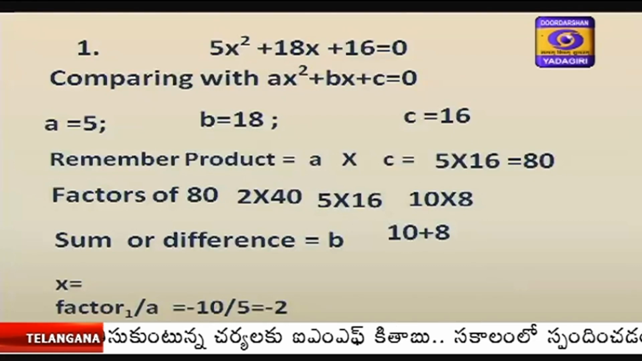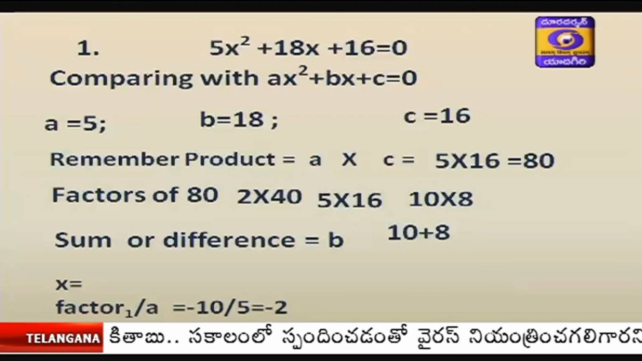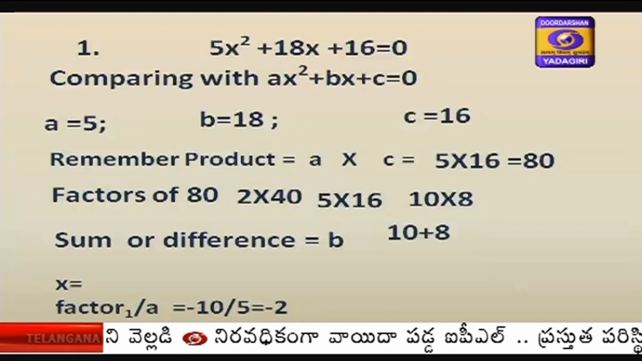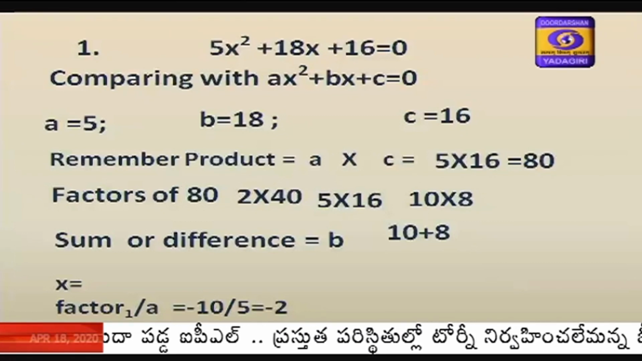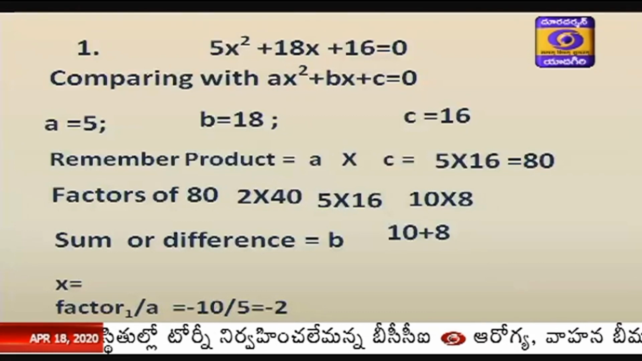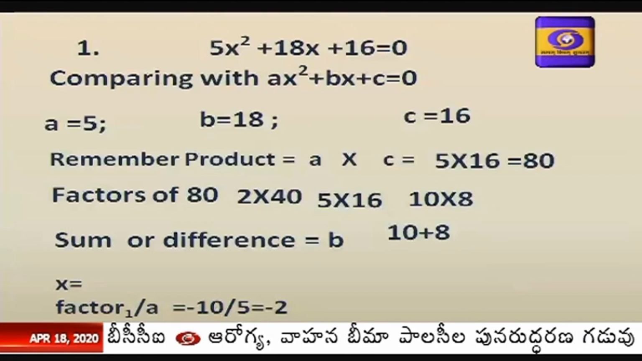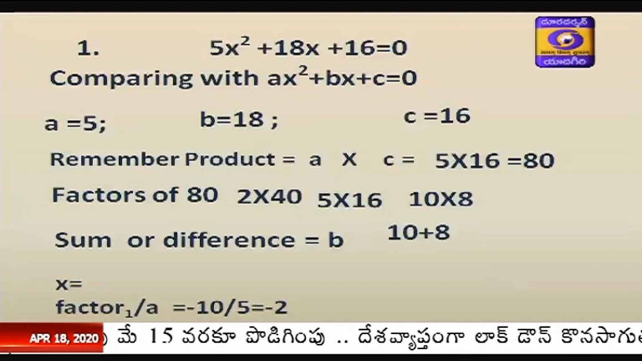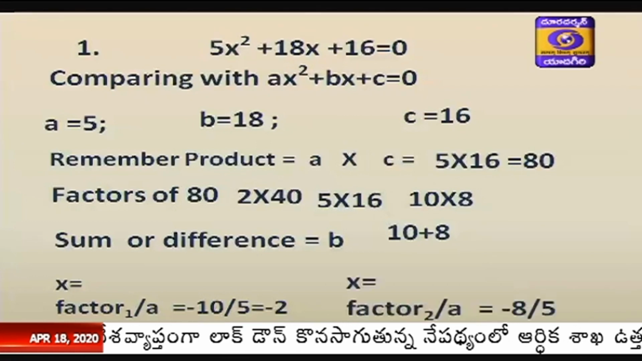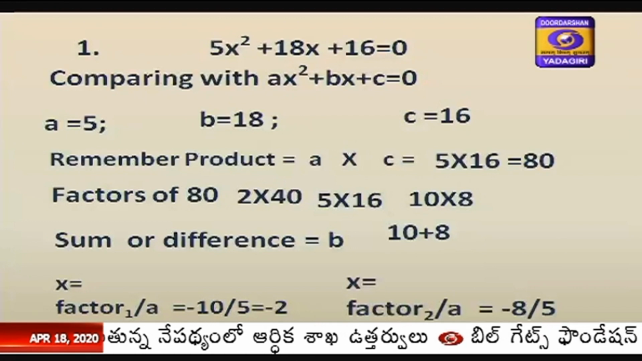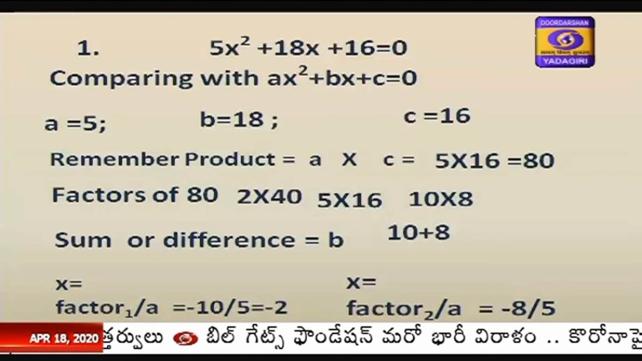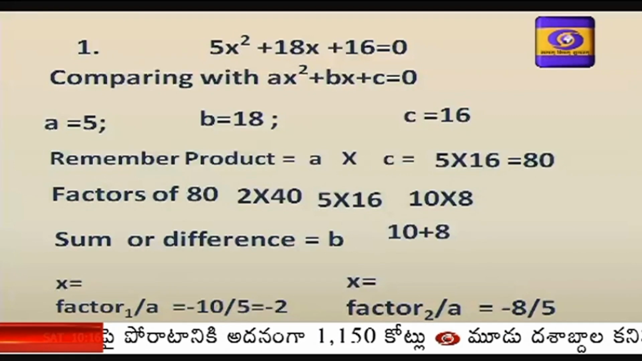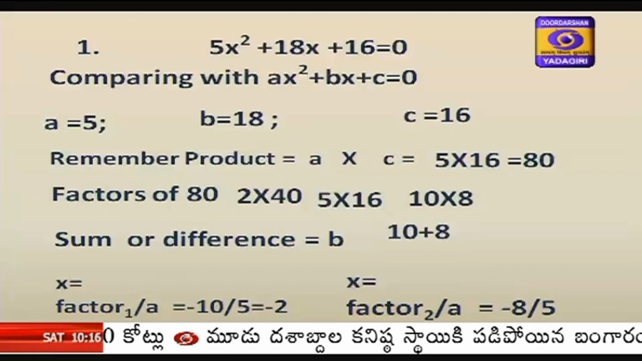Therefore, we can compare factor 1 by a, that is factor 1. What is the factor? 10. And what is the value of alpha? Factor 1 with opposite sign divided by the coefficient of a, minus 10 by 5 equals minus 2. And the next factor is what? 8. What is the opposite sign of 8? Minus 8. Then what is beta? Beta equals factor 2, minus 8, by the coefficient of a, that is minus 8 by 5. Like this we can solve spontaneously when it is given in a multiple choice question.